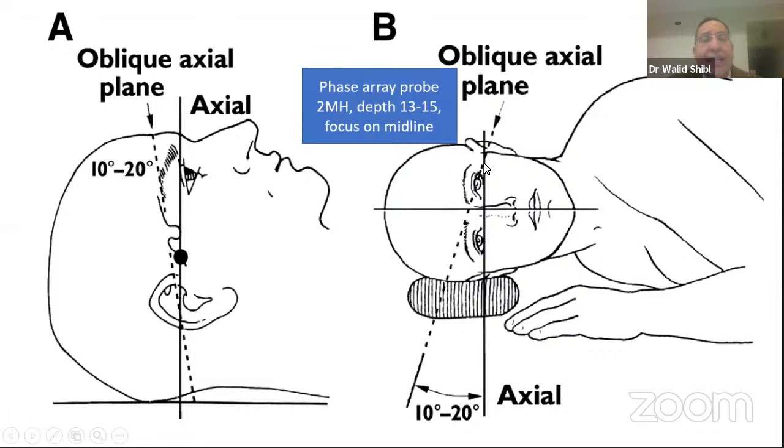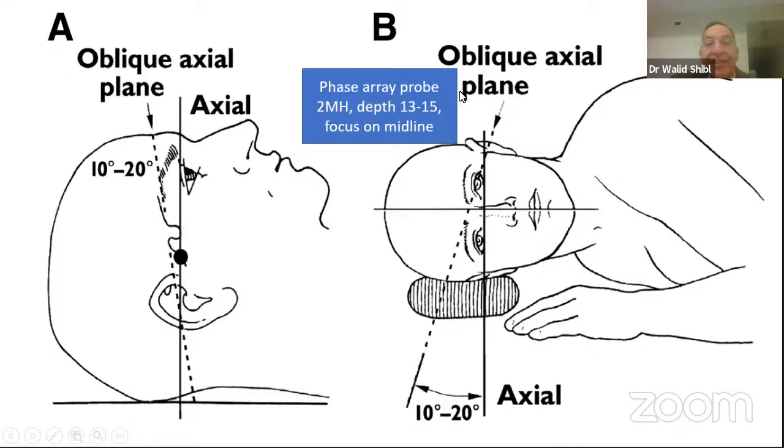For the brain ultrasound, we are using the temporal window, which is in front of the ear, above the zygoma. You will see this temporal bone, which is a thin bone. We will use this temporal bone as a window to look at the brain tissue.